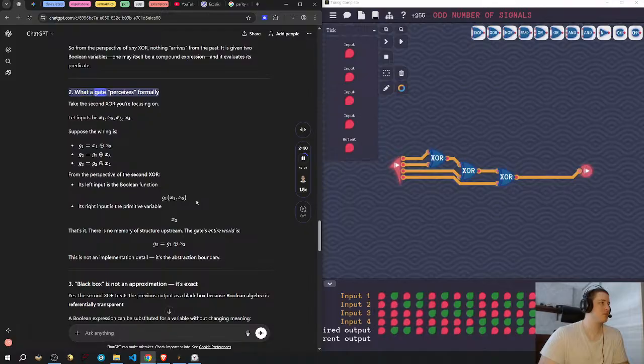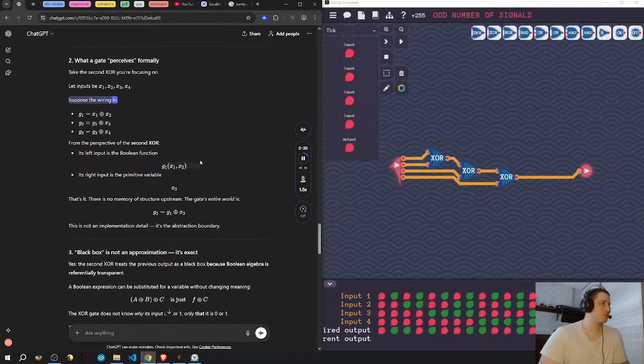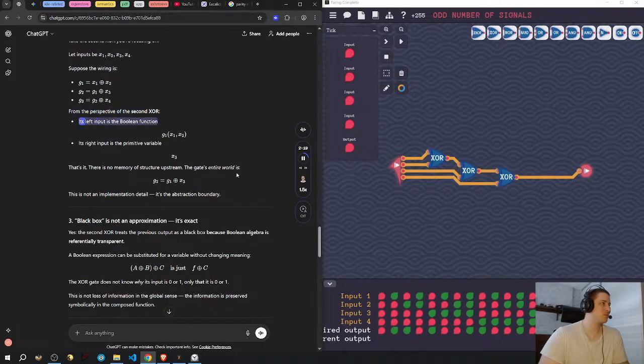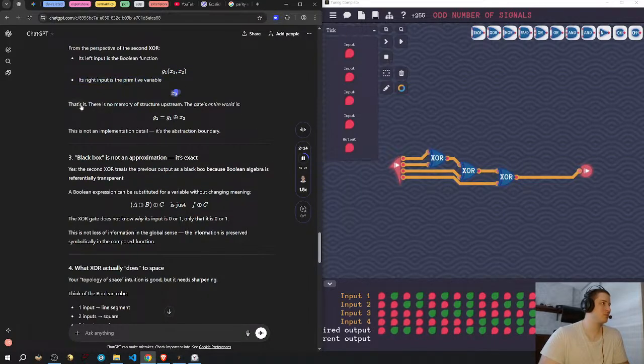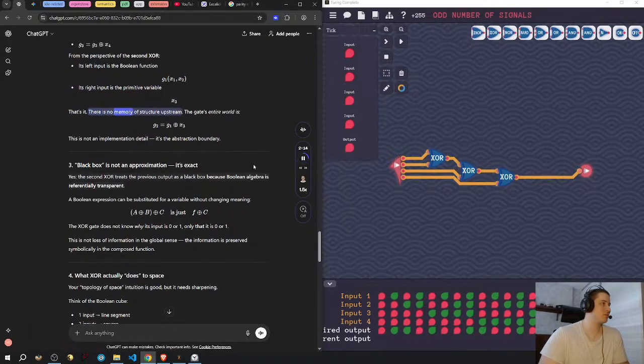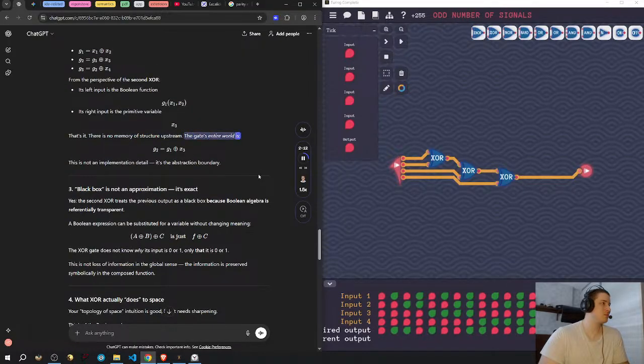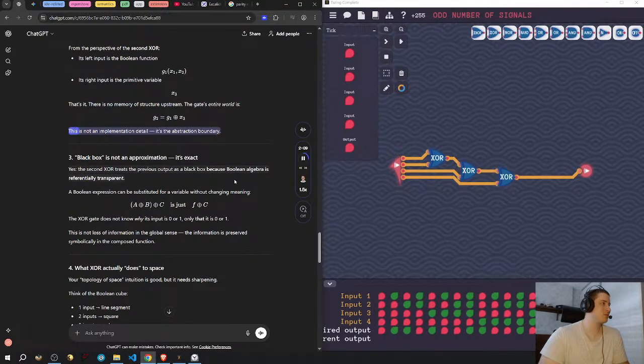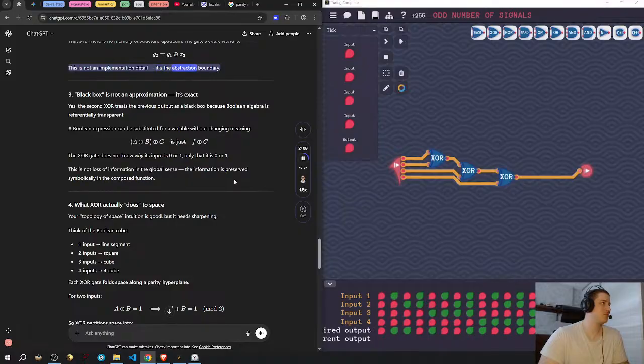2. What a gate perceives formally. Take the second XOR you're focusing on. Let inputs be x1, x2, x3. Suppose the wiring is g1 equals x1 XOR x2. From the perspective of the second XOR, its left input is the Boolean function g1. Its right input is the primitive variable x3. That's it. There is no memory of structure upstream. The gate's entire world is g1 and x3. This is not an implementation detail, it's the abstraction boundary.